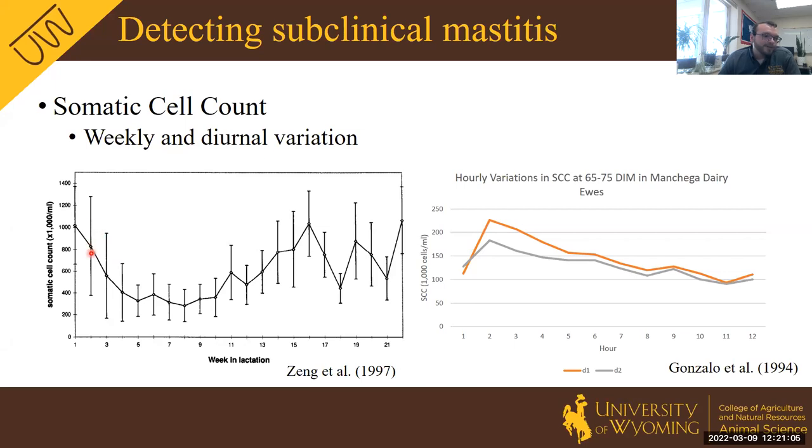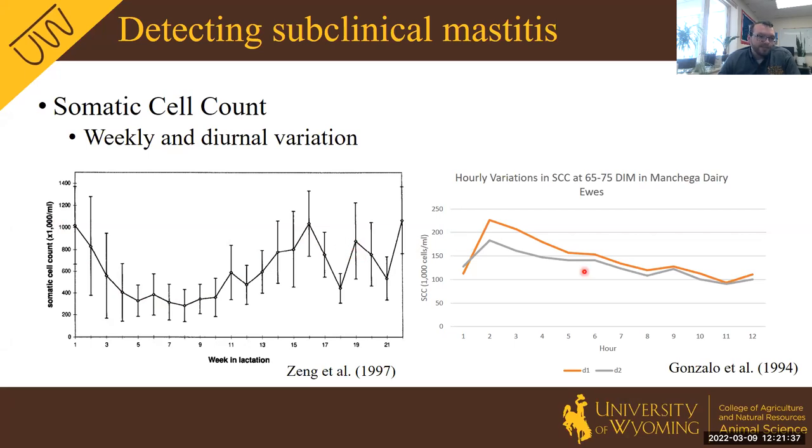And then these vertical bars here, they represent the standard error or variation within the herd. So at the same time point, at 2 weeks in lactation, some does had very low somatic cell counts, about 400,000 cells per milliliter. And other does in that same herd had somatic cell counts closer to 1.3 million cells per milliliter. So a lot of variation from individual to individual in somatic cell count. And even within an entire herd, there's quite a bit of variation throughout lactation.